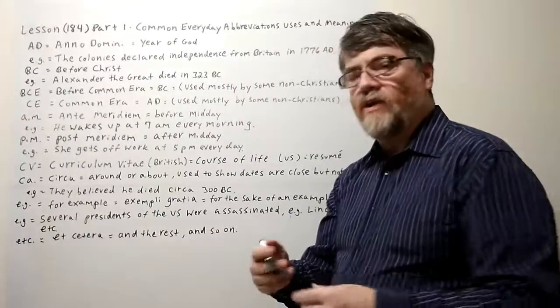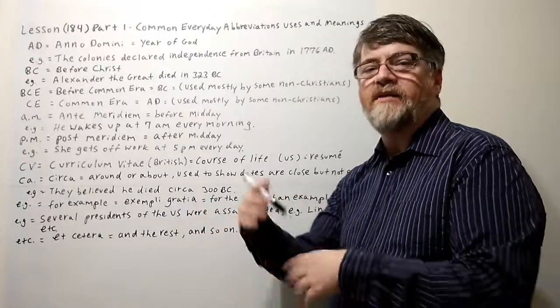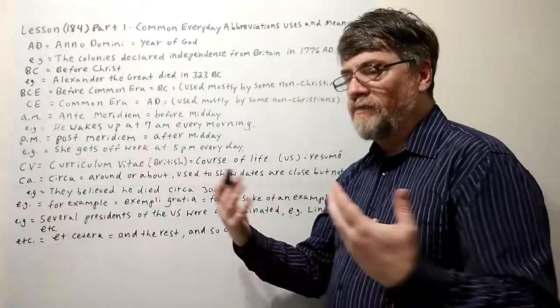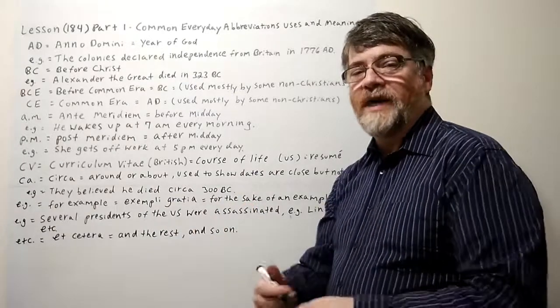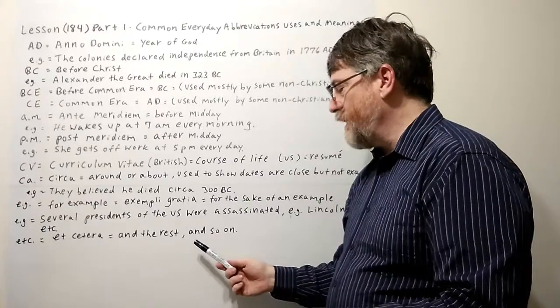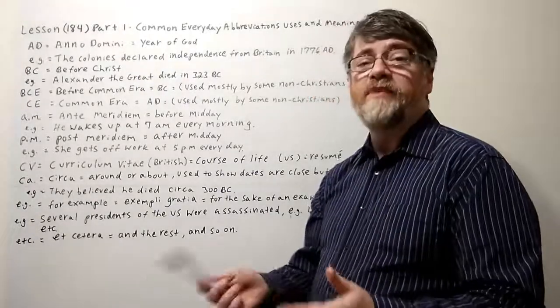So that's why it's always used after a series. You mention like 1, 2, 3 things, and then you might say etc. Meaning you could name a lot more, but you don't want to bore the person or bore the reader by naming all of them. So basically it means and the rest or and so on. Okay, good. I hope you got it.